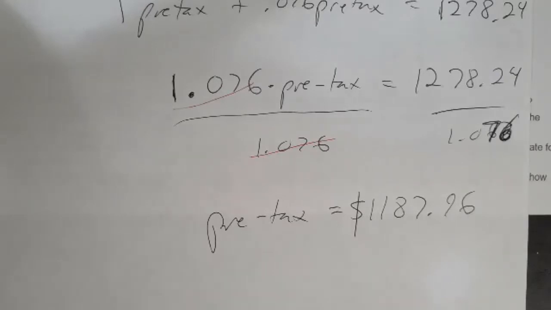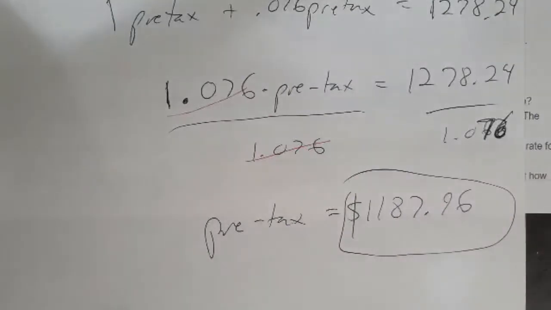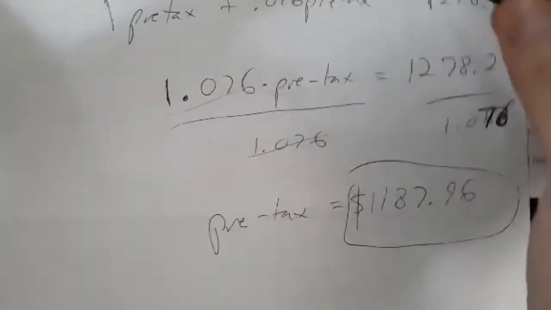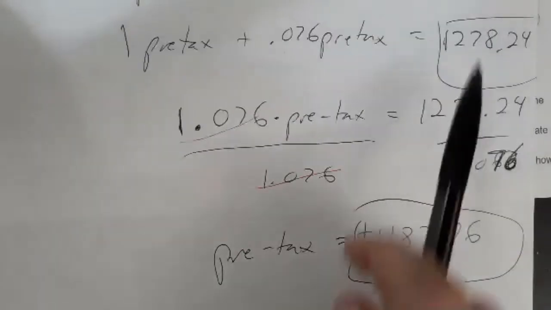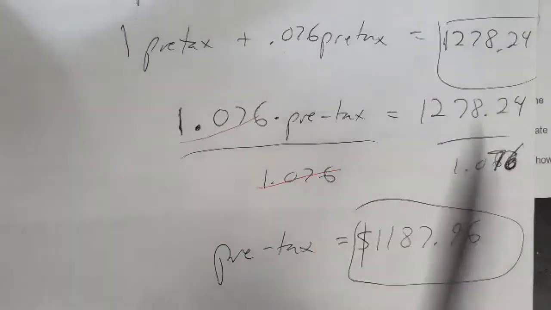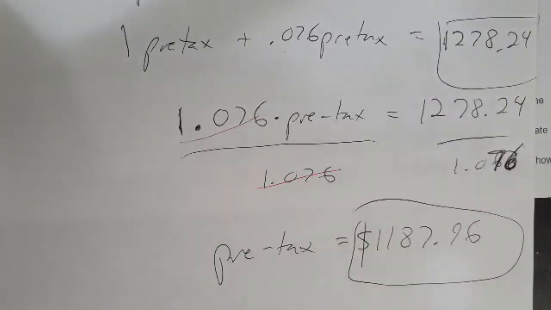So does this make sense? Let's sit back and think about it. We have 1187 and this other price is 1278. So pre-tax is this, and this is post-tax. Does that make sense? In the grand scheme of things, should your post-tax be more than your pre-tax?